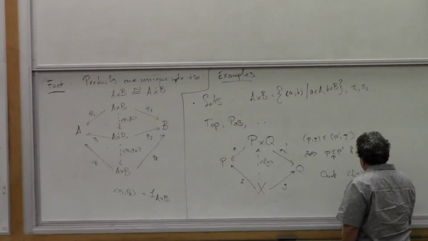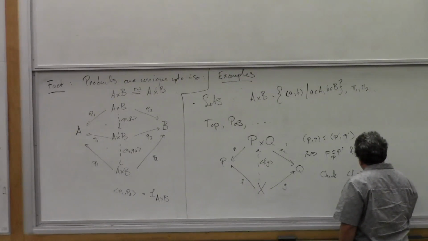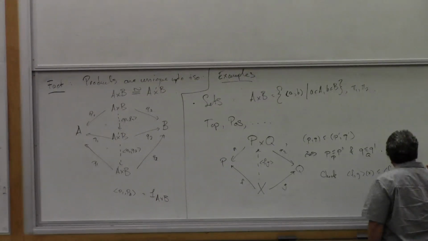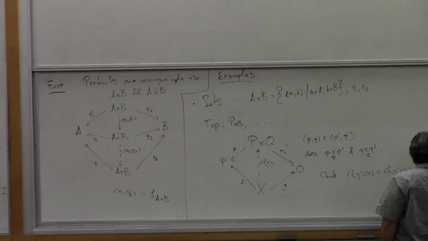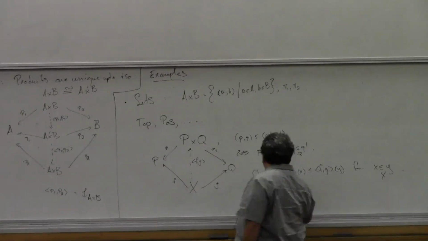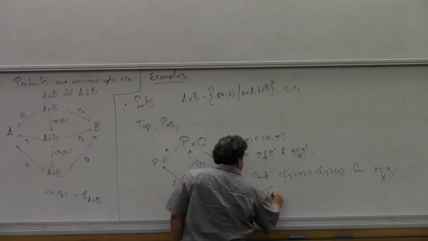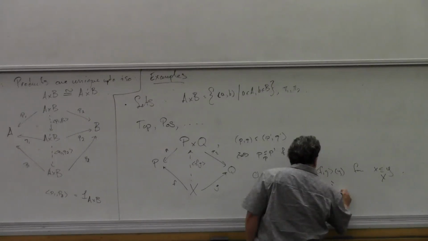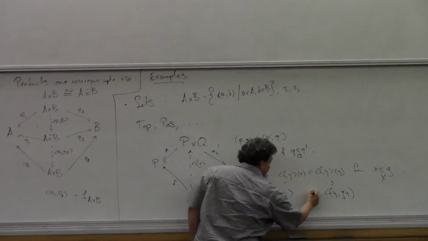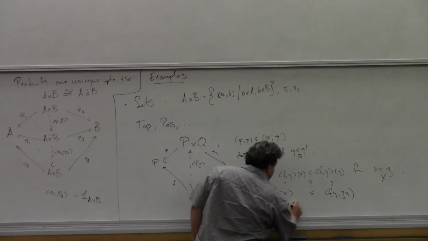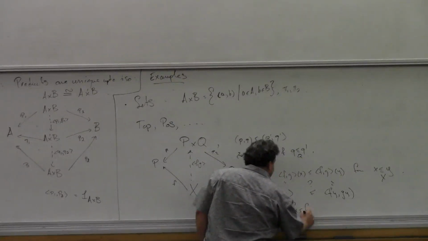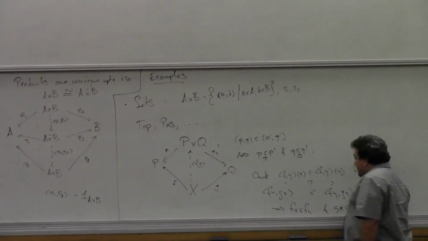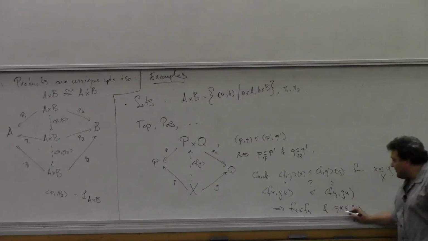So for example, if I have x less than or equal to y in the poset X, I need to check that (f,g)(x) is less than or equal to (f,g)(y). But what is this? That's just the pair (fx, gx), and this is the pair (fy, gy). And now when is this thing less than or equal to that? Well, just in case f of x is less than or equal to f of y, and g of x is less than or equal to g of y, but that follows from the fact that f is monotone and the fact that g is monotone.